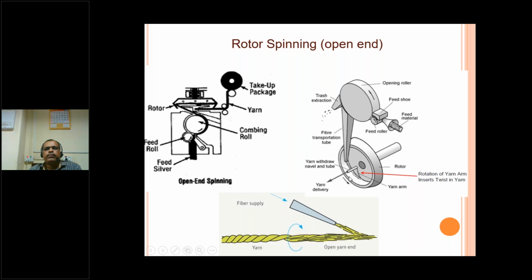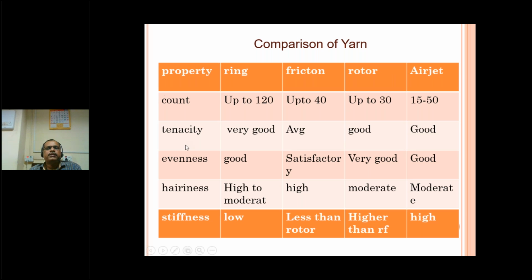So production is also high, and it is a very short process to prepare the yarn, but some difference in the yarn is there. Count means how fine we can prepare the yarn. In ring spinning we can go up to 120. Finer yarn we can prepare using ring spinning. Friction spinning only 40 count. It is very coarse yarn.